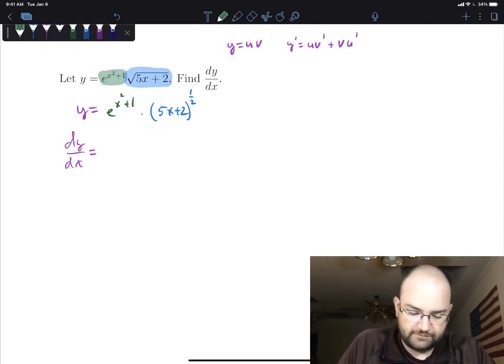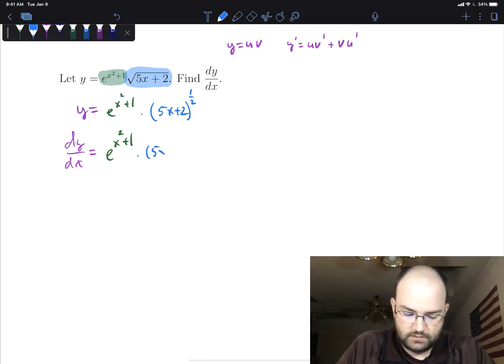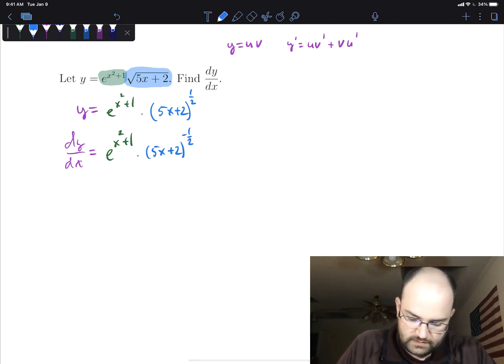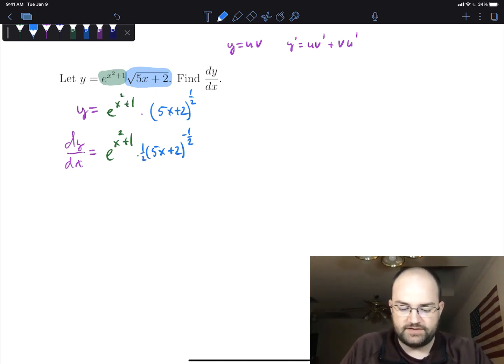And now let's see how this would work. I'm just going to rewrite the first one, so e to the x squared plus 1, and then multiply by the derivative of the second. And the second is 5x plus 2 to the minus half power. Remember, we have to bring the half down in front, make that 1/2. And then 5x plus 2 to the minus half, and then times the derivative of the inside there.